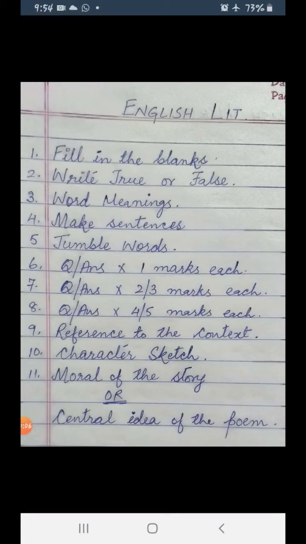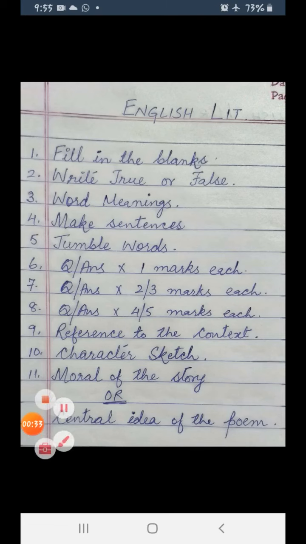So, students, today I have come up with the revision part. Here particularly I am going to teach you English literature. In this video, I am going to tell you how I am going to set up the question paper. First of all, I will tell you about the format of the question paper, and later on we will shift to the revision part. So, now let us see how I am going to set the question paper.